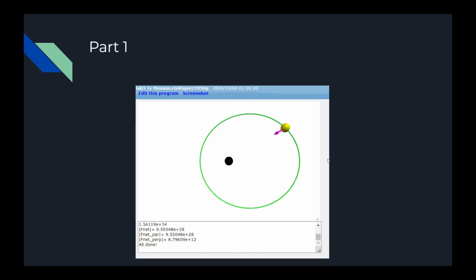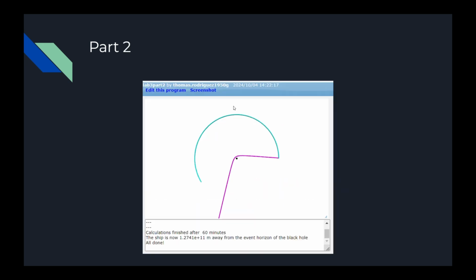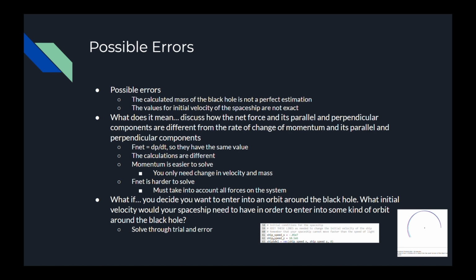And I don't know if there's really much to say about the similarities and differences between them, but I guess the star orbiting around the black hole, and the planet orbiting around the black hole are both circular, but then the path of the spaceship is not circular and it's escaping from the event horizon of the black hole. So for possible errors, the calculated mass of the black hole and the values for initial velocity, which were given through trial and error, are not perfect estimations.